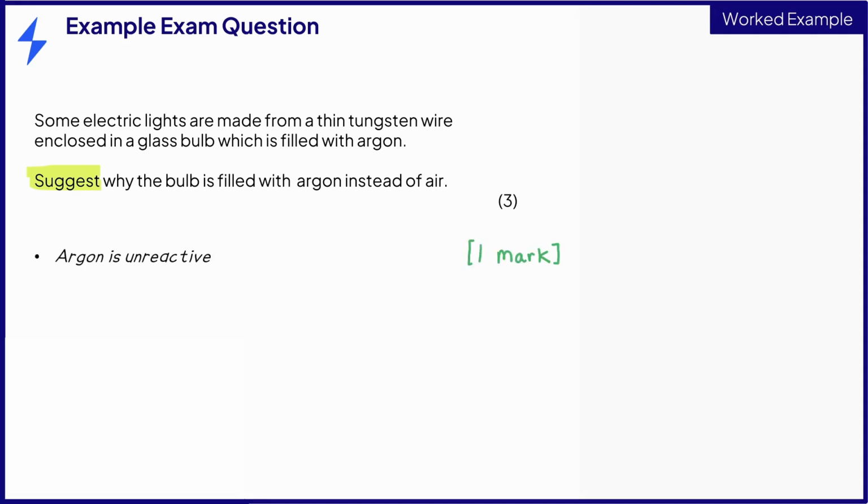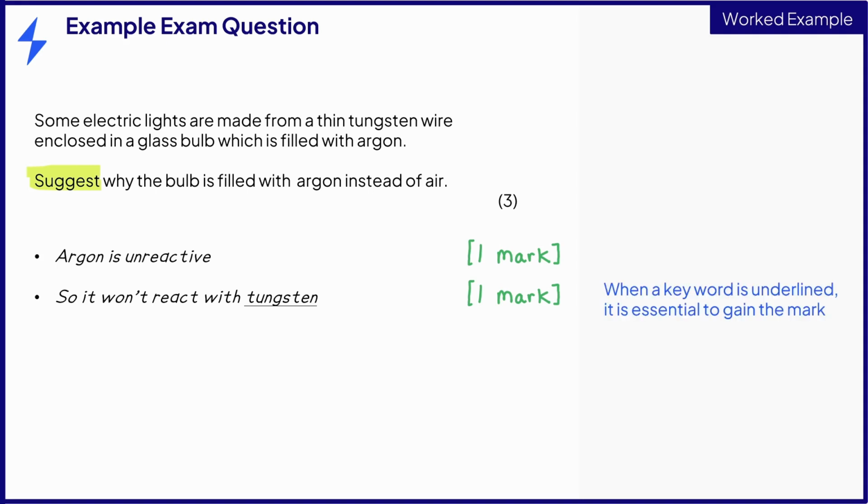The main reason noble gases are chosen to be used in most applications is because of their unreactivity, and this is the property of noble gases that you are expected to know. Now you need to explain why that property of argon is useful in this situation, and that is because it won't react with the tungsten wire within the light bulb. Note how you must refer to tungsten specifically to be awarded this mark, so your answer needs to refer to the application that you are given.